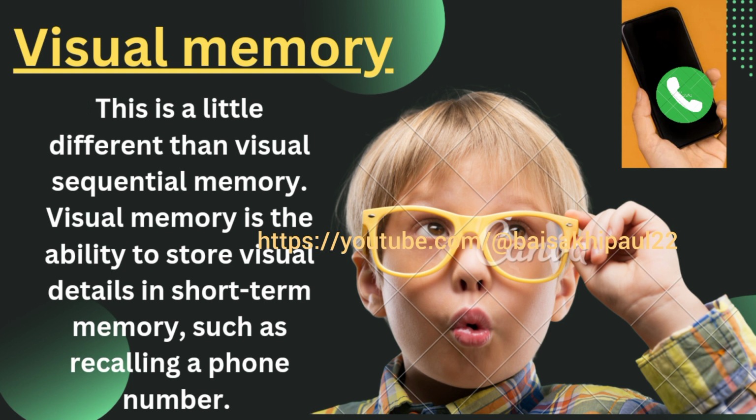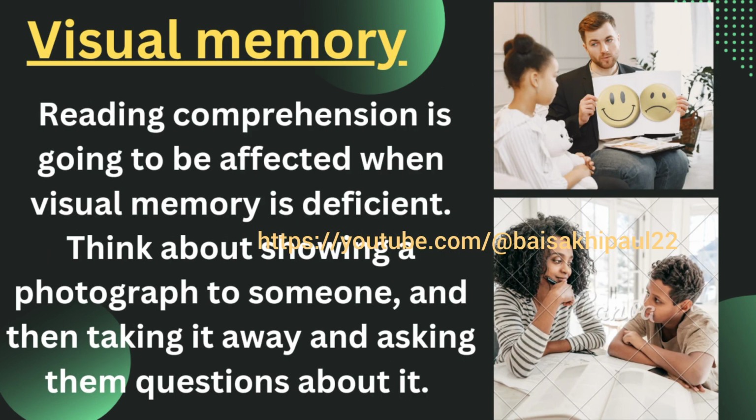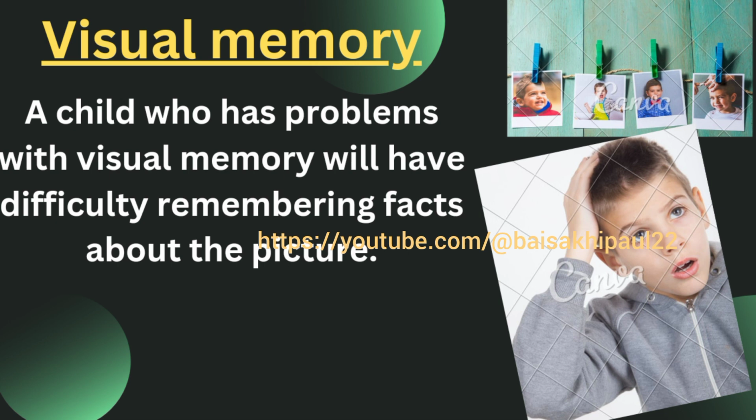Visual memory is the ability to store visual details in short term memory, such as recalling a phone number. Reading comprehension is going to be affected when visual memory is deficient. Think about showing a photograph to someone and then taking it away and asking them questions about it. A child who has a problem with visual memory will have difficulty remembering facts about the picture.